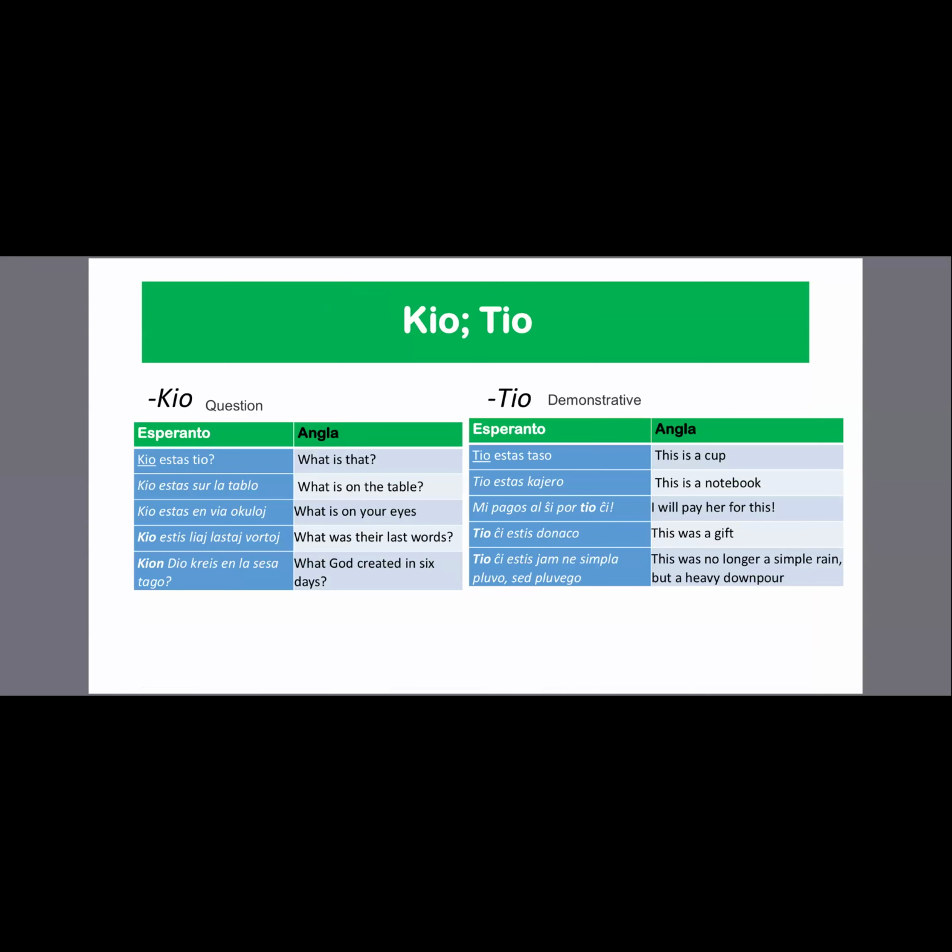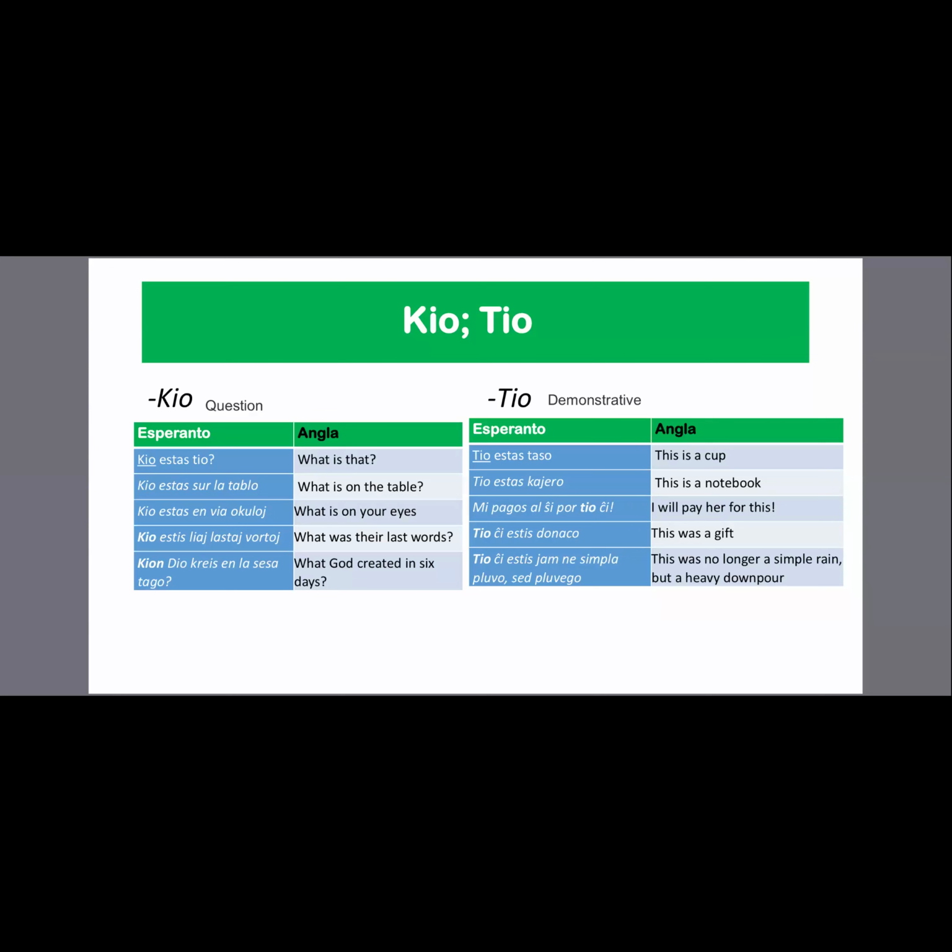We cannot use Kio when we are asking about an individual. You cannot use Kio when you are asking about time. You cannot use Kio when you want to ask about the location or the way. It's impossible. So we use Kio when we are asking about things. For example, Kio estas tio? What is that? Tio is that. Kio is a question. Kio estas tio? What is that?